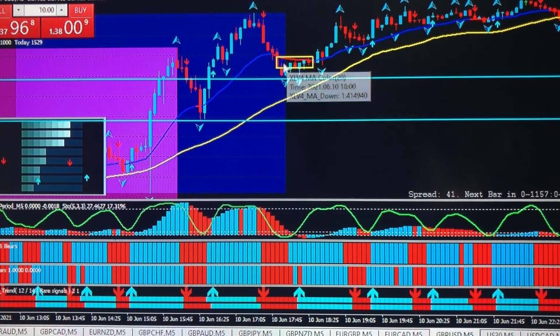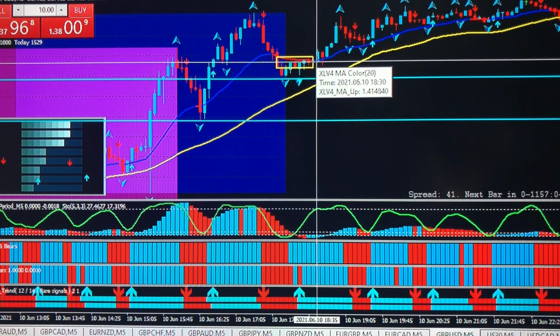So this right here is where it consolidated after the London close. So it's probably about 12 o'clock over here, 12:15, something like that. I'm not going to actually count the time right now. And then look, the candle closed right here on or above that first moving average.